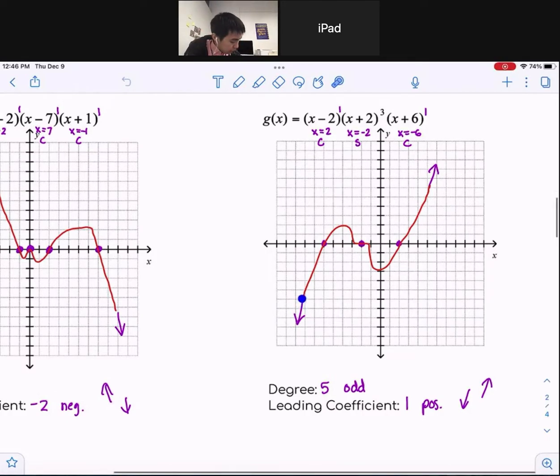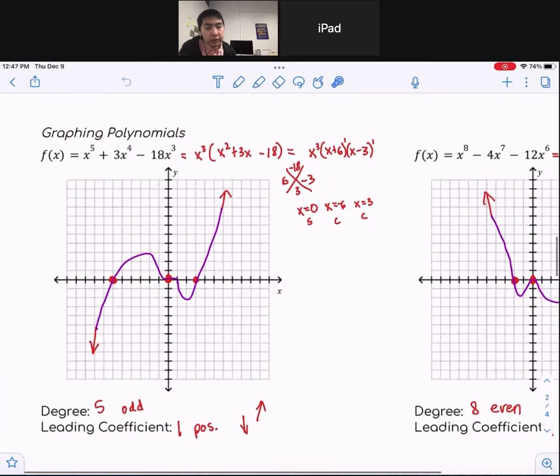So start on the left. At -6, you guys are going to get a cross. At x equals -2, that's where you guys get a slide. So slide right through it. And then curve it to get to the next 0 at x equals 2, you guys, it's a cross.